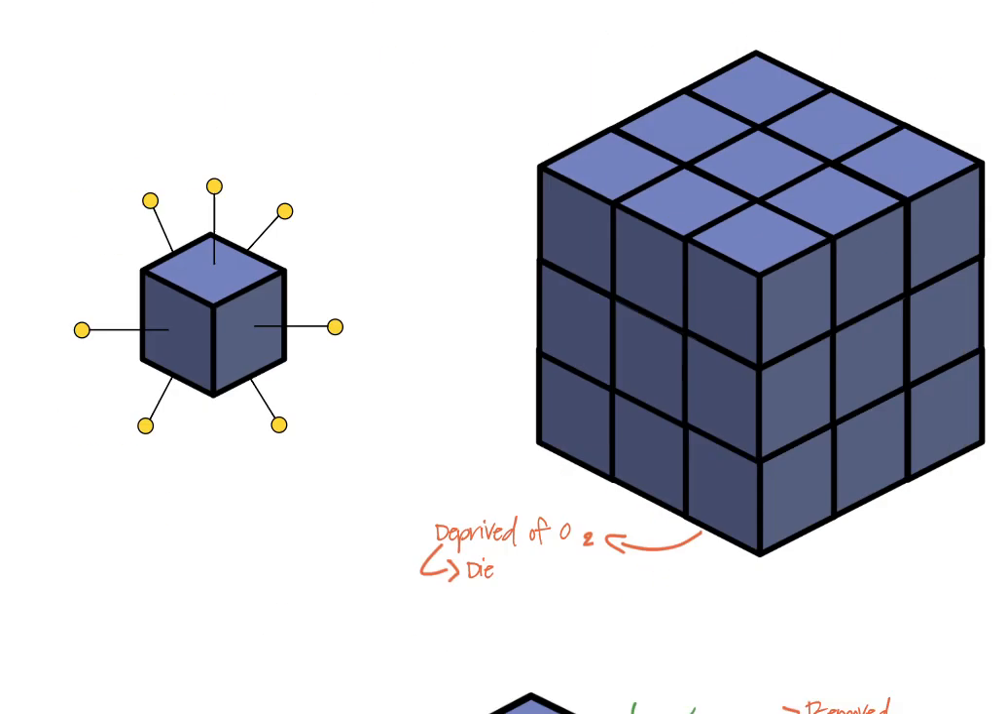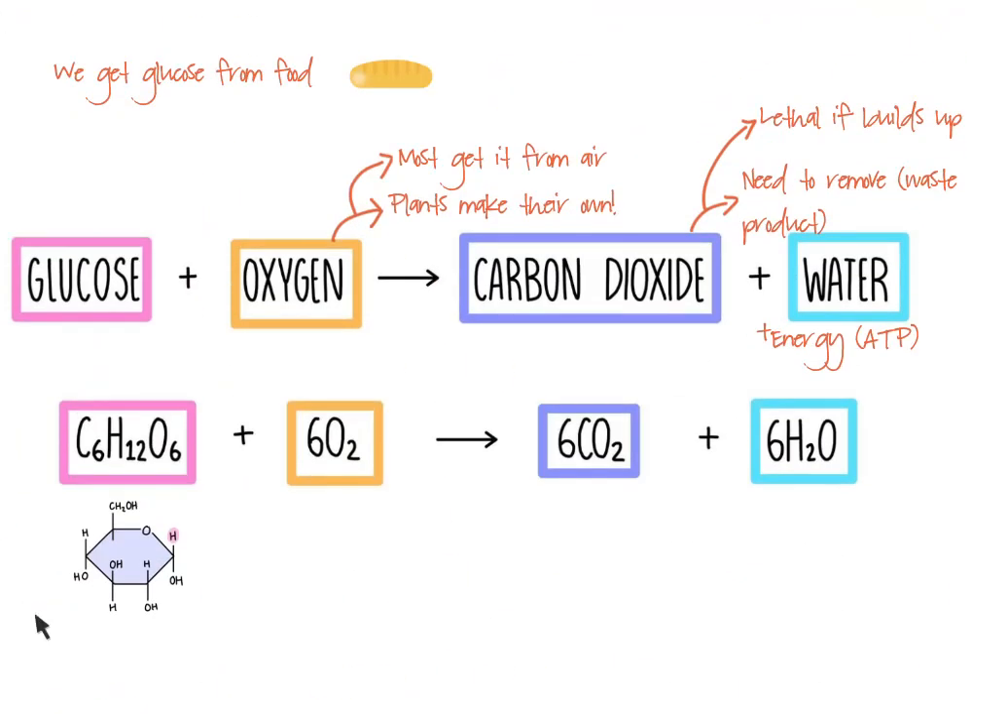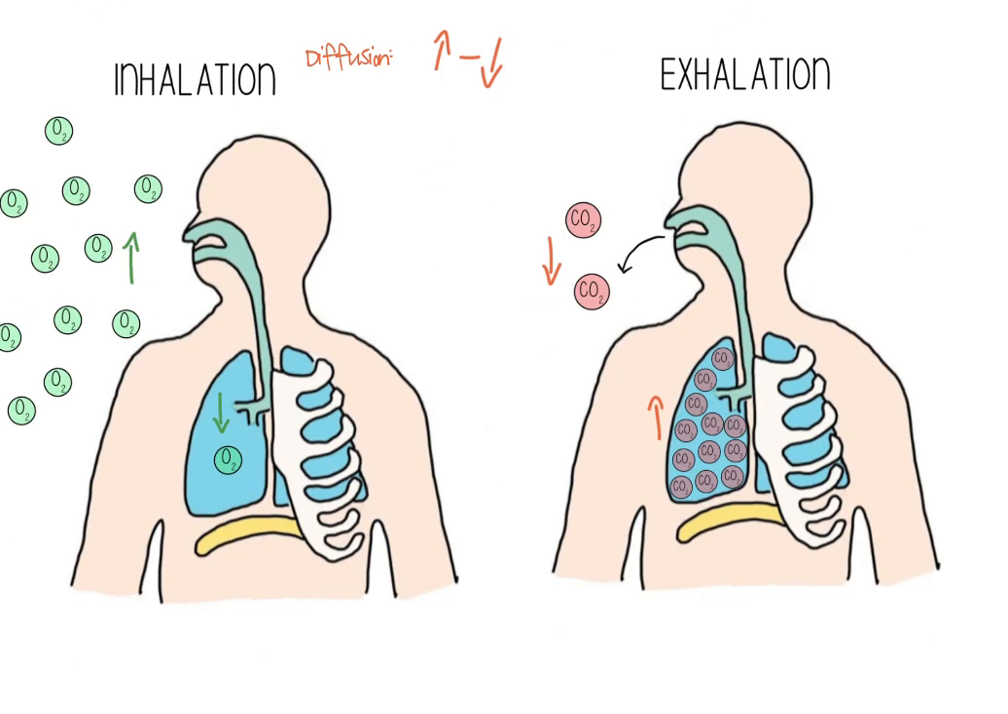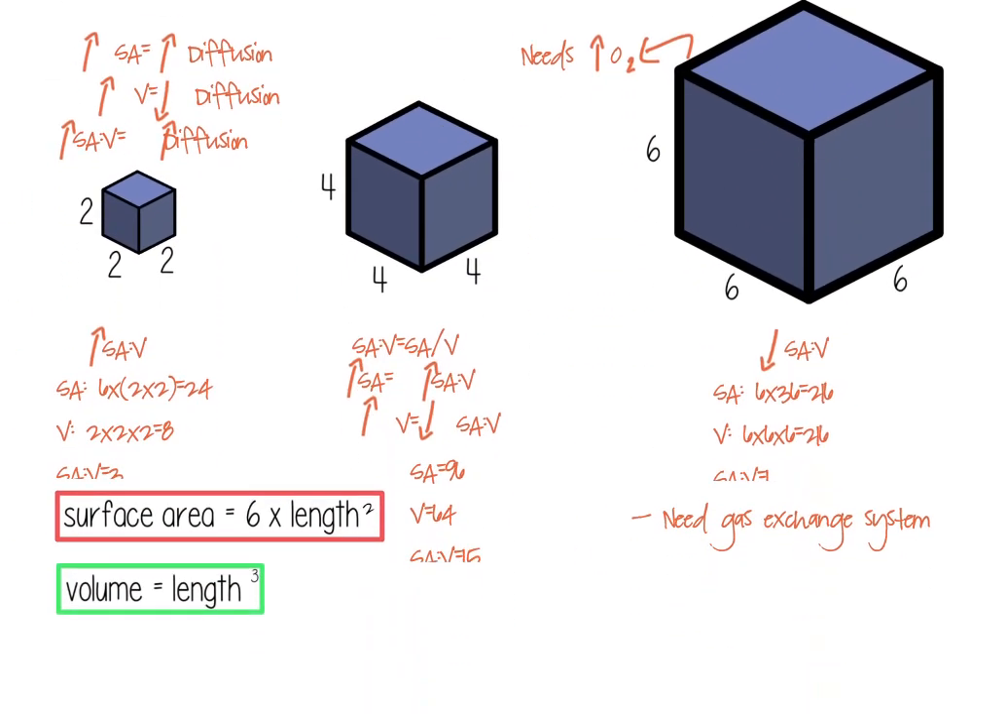Alright, so let's summarize what we did in this lesson. To start, we looked at how we get energy by using oxygen to break down glucose, thereby producing carbon dioxide as a byproduct. We looked at different factors that affect diffusion, especially how having a higher surface area to volume ratio would make diffusion much more efficient.